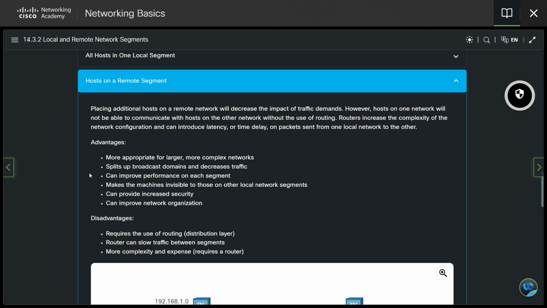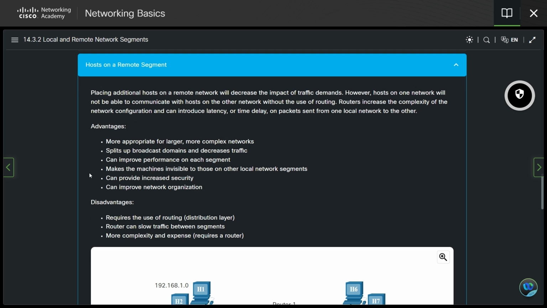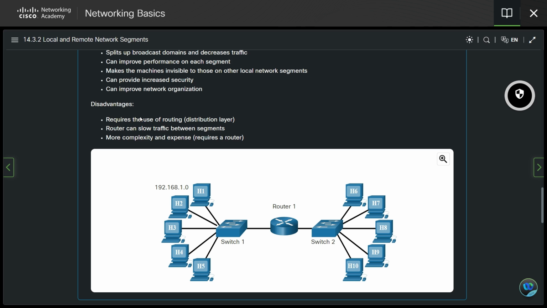Advantages: more appropriate for large, more complex networks. Split up broadcast domains and decrease traffic. Can improve performance on each segment. Make the network invisible to those on other local network segments. Can provide increased security. Can improve network organization. Disadvantages: require the usage of routing, a distribution layer device. Routers can slow traffic between segments, and add more complexity and expense.